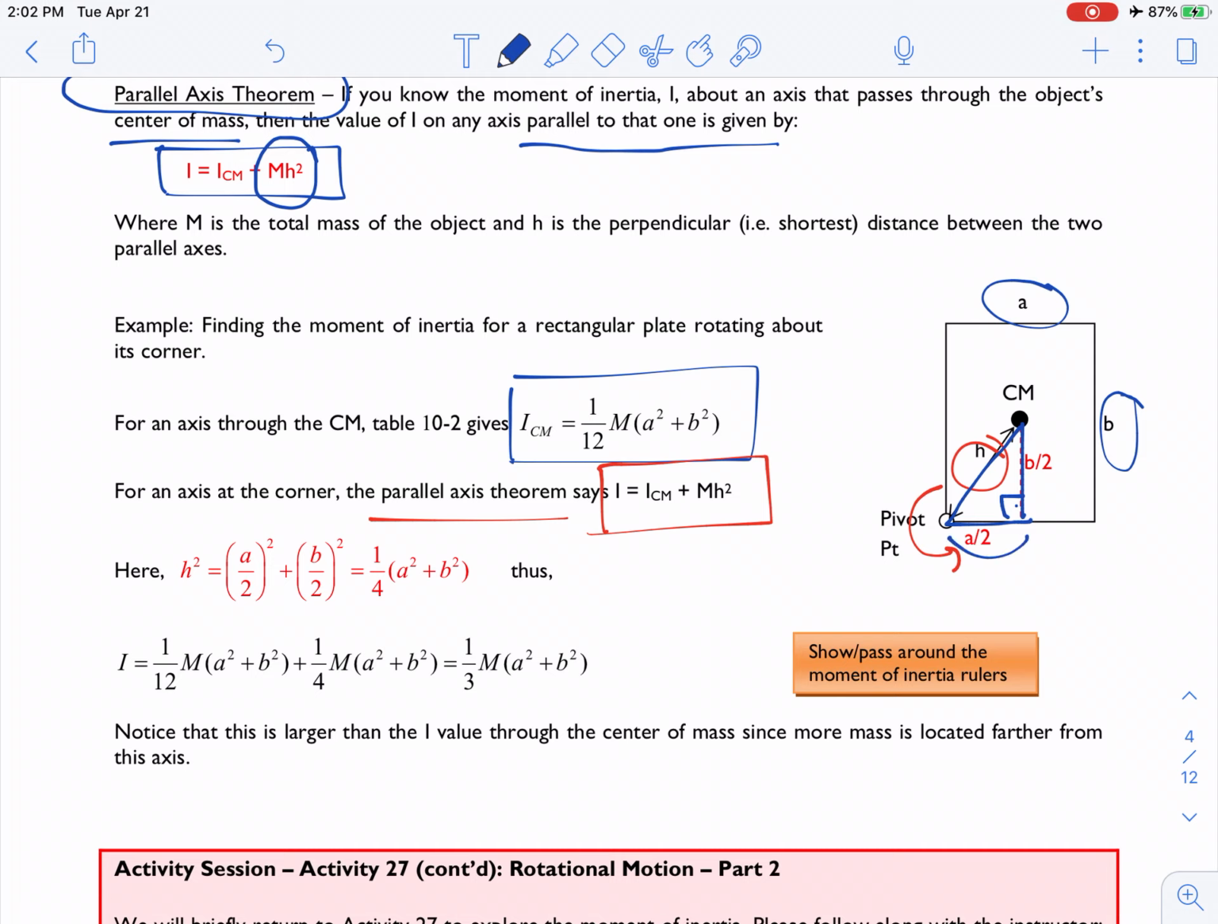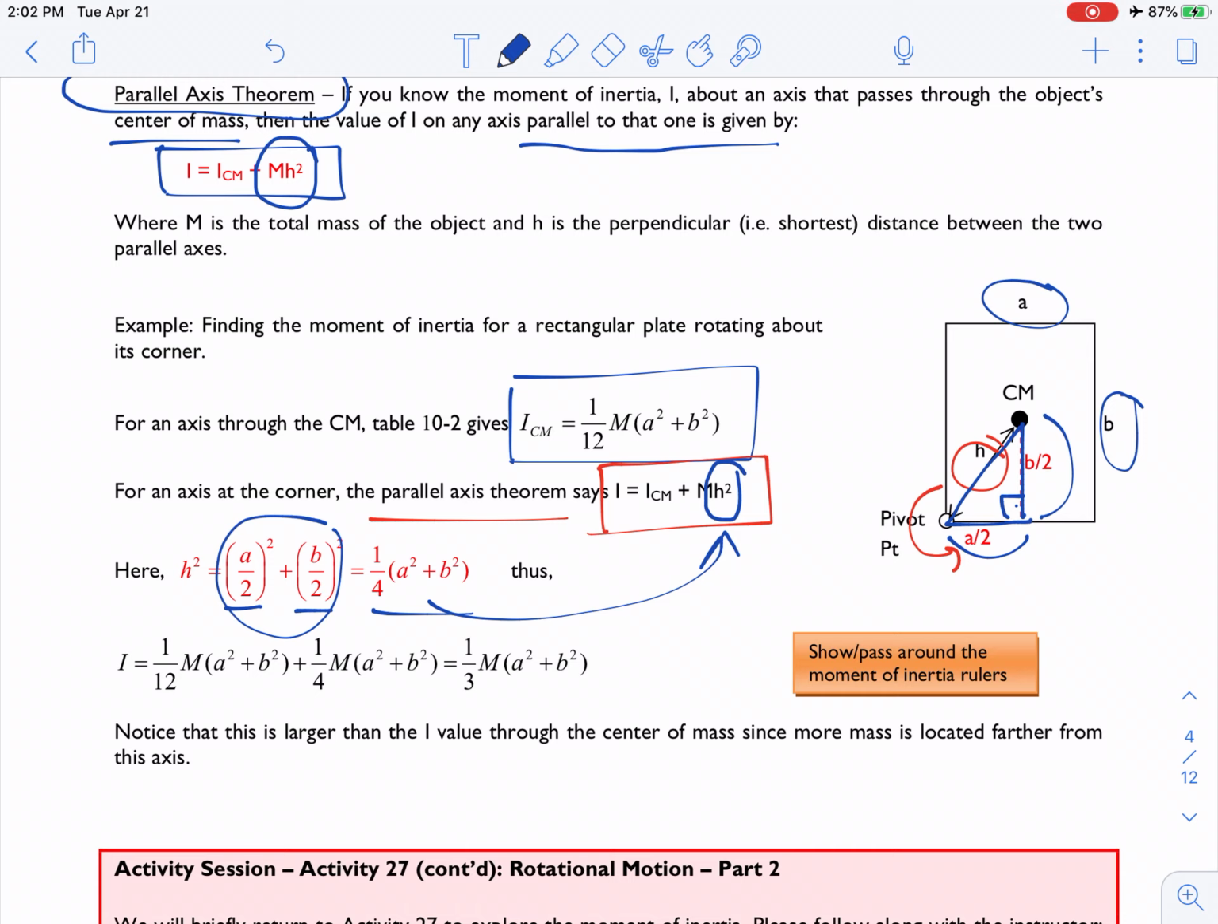This one is half of A and this is half of B, and you can simply find H using the Pythagorean theorem. You square A half and B half, add them up, take the square root. That's going to be H. But since you have H squared, you don't really need to take the square root, so you can just keep H squared as it is, and you're just going to add these two terms here, and that gives you 1/4, because 1/2 is squared as well. So 1/4 of A squared plus B squared is what H squared is. Okay, so that's going to be plugged in to H squared.